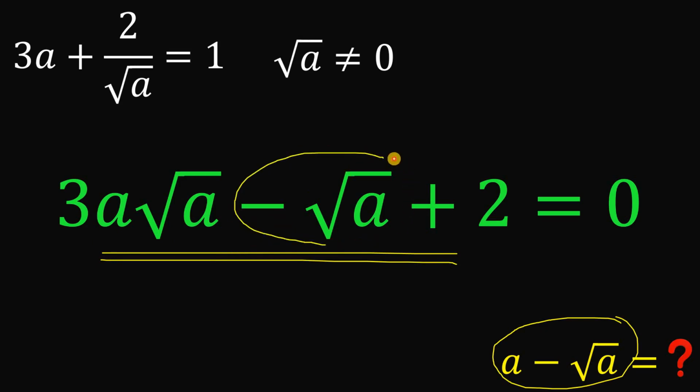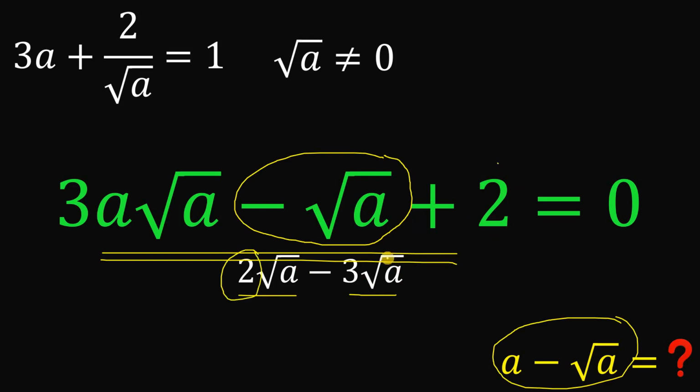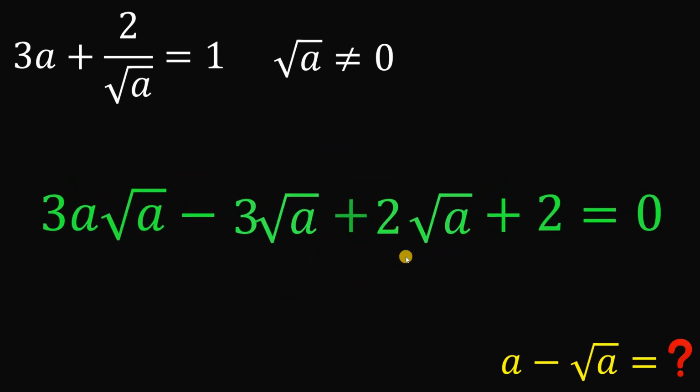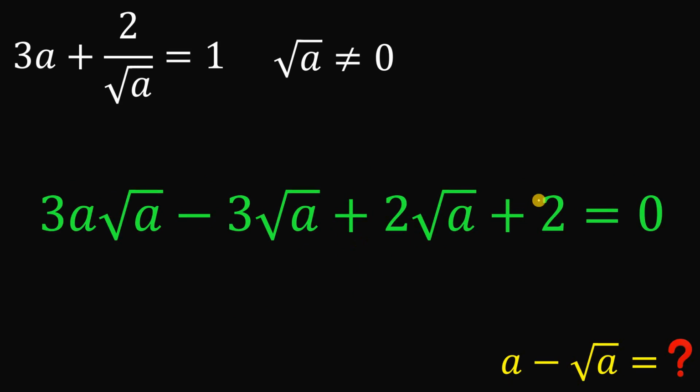So, let's focus on this expression, negative square root of a. We can rewrite this as 2 times square root of a minus 3 times square root of a. Now, the question is why we choose 2 times square root of a and 3 times square root of a. Here's the reason. Because we have 2 here and we have 3 right over here. So, maybe those expressions are the key to factor the left-hand side of our equation. So, let's replace negative square root of a by 2 times square root of a minus 3 times square root of a, like this.